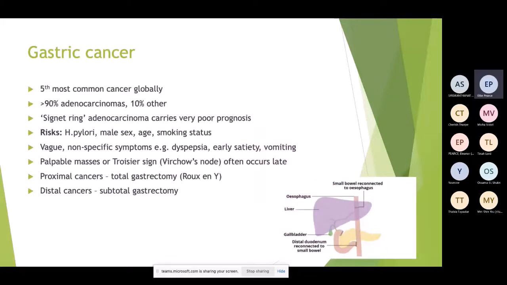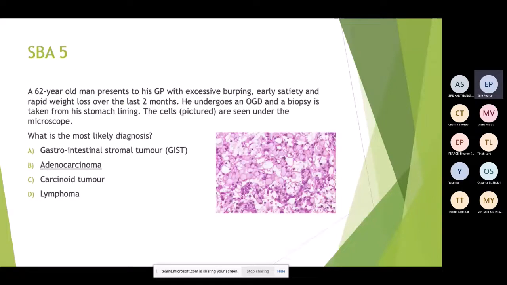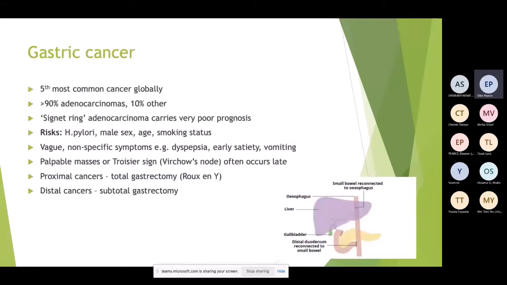So gastric cancer generally is the 5th most common cancer worldwide. 90% of gastric cancers are adenocarcinomas, and 10% are other types of cancer, such as lymphoma, carcinoid tumours, that kind of thing. Signet ring adenocarcinoma is a particular sort, and if we go back to this picture, I feel like you have to use your imagination quite wildly for this, but if you look at the little rings that are formed there, you could almost imagine that they look like a ring with a gemstone. That's supposedly, but anyway, signet ring cancer is very aggressive, and it's very high grade, and it's often spread quite widely at diagnosis, so it's got poor prognosis.